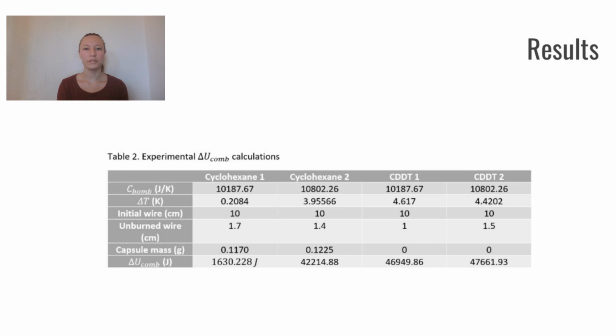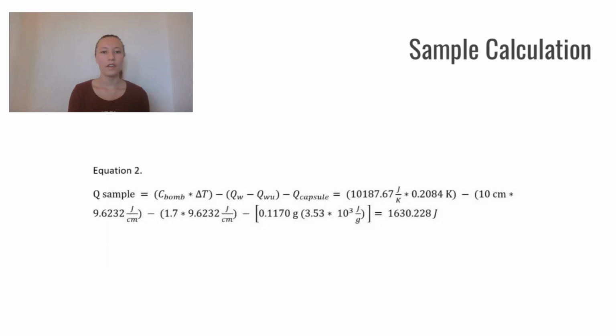Equation 2 is used to determine the delta U combustion values. CDDT trials did not use a capsule. Values are used in equation 2 to determine the delta U combustion for CDDT and cyclohexane. The heat capacity of the calorimeter values are 10,187.67 joules per kelvin for the undotted calorimeter and 10,802.26 for the dotted calorimeter.